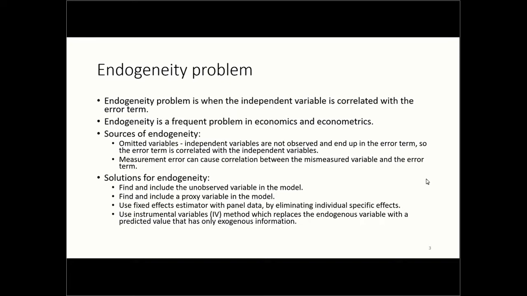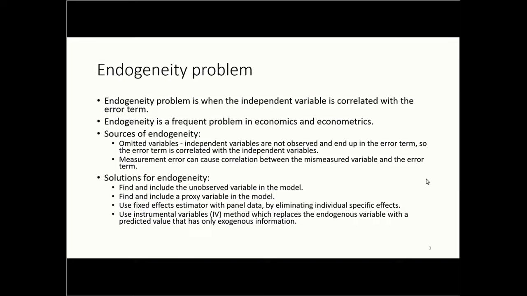There are several sources of endogeneity, and two of them we have discussed previously. One of them is omitted variables, when the independent variables are not observed and they end up in the error term. So the error term would be correlated with the independent variables. And the second source of endogeneity could be when there is a measurement error that can cause correlation between the mismeasured variable and the error term.